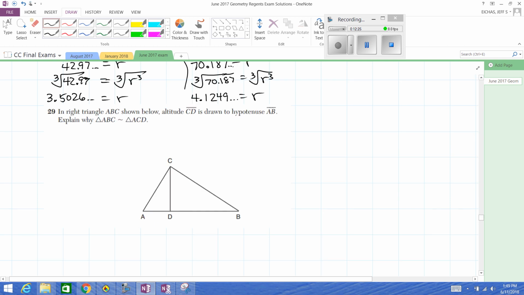In right triangle ABC shown below, altitude CD, so it's already a right triangle. Altitude CD means that's a right angle. Explain why they're similar. Now, it doesn't mean you have to do a full proof, but that could be an option. You just want triangles ABC and ACD. Okay. So here's what I'm going to start with.